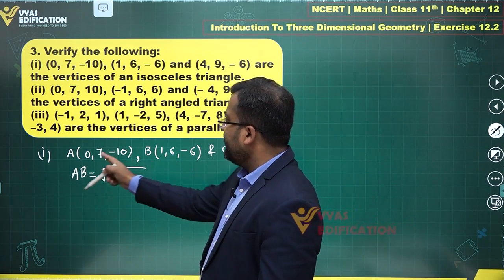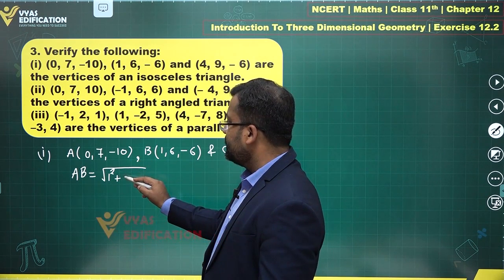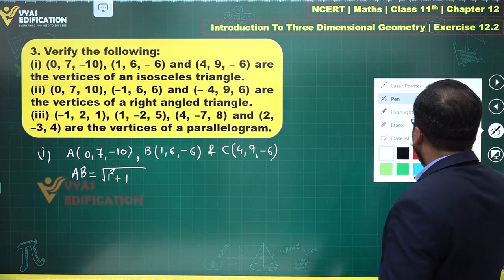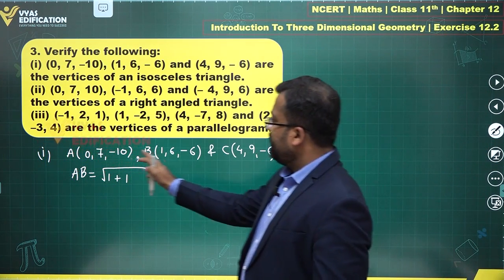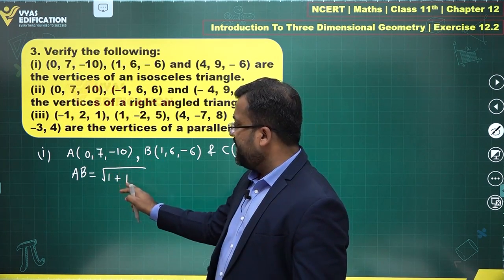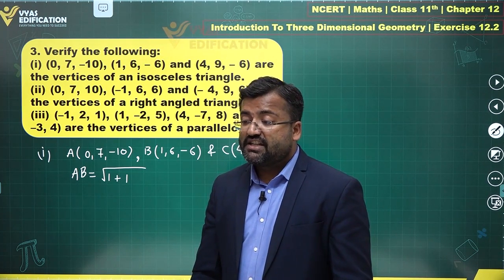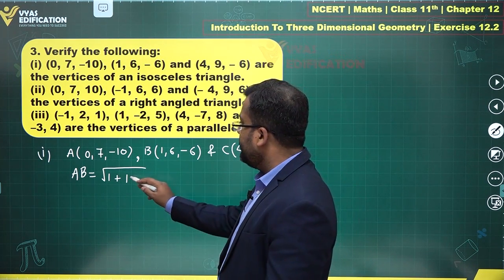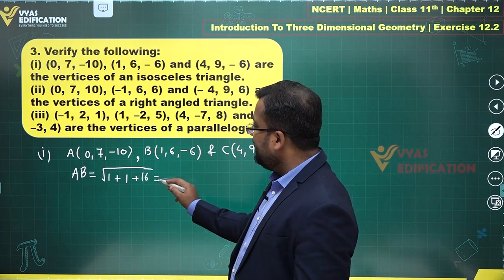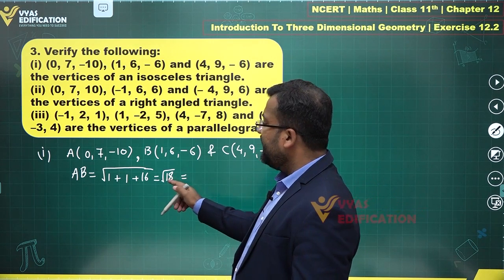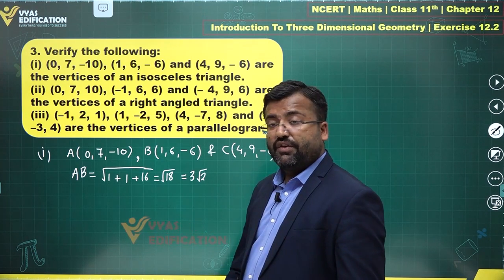AB is equal to what? Under root of (1 minus 0), which is 1 squared, plus (6 minus 7), which is -1 squared, which is 1 again. So let's write the squared terms only. 1 minus 0 is 1 squared, which is 1. 6 minus 7 is -1 squared, which is 1. -6 minus -10 becomes -6 plus 10, which is 4 squared, which is 16. And this becomes 16, 17, 18. 18 under the root. That is 9 times 2. 9 can be factorized as 3 squared. This is what we'll get, right?